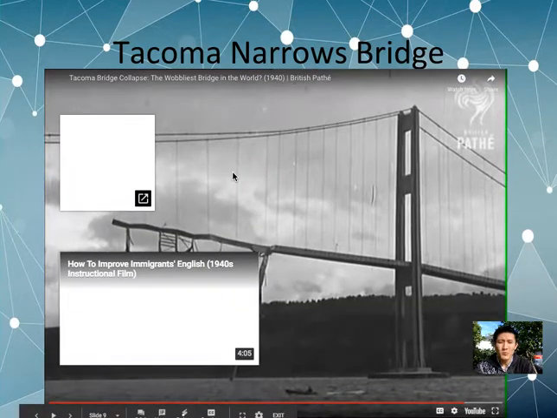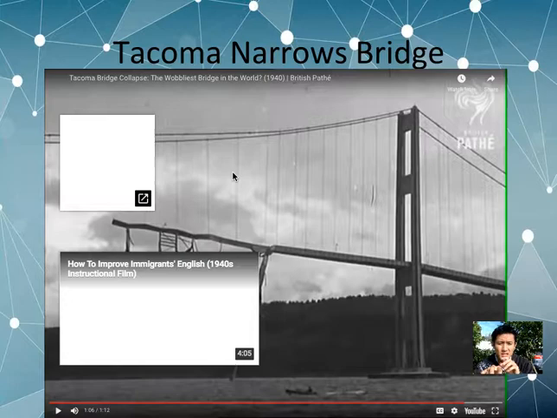Okay, so that was the Tacoma Bridge, and that's why whenever soldiers walk on a bridge, they actually have to stagger their step, otherwise they will also cause the bridge to start swinging. So really interesting thing when we're talking about resonance.